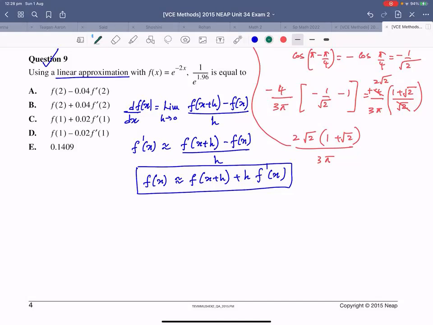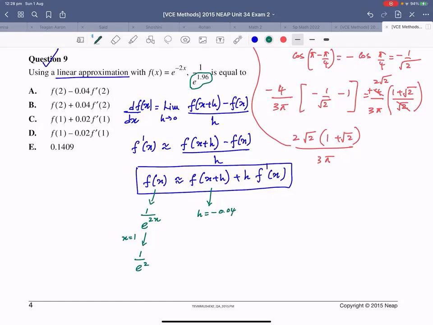So in the linear approximation, how do we find e to the minus 1.96? How to find that? You can consider f of x to be 1 divided by e to the 2x. And then when x is equal to 1, you can see 1 divided by e squared is coming. But you need e to the 1.96. So what if you choose h to be minus 0.04?